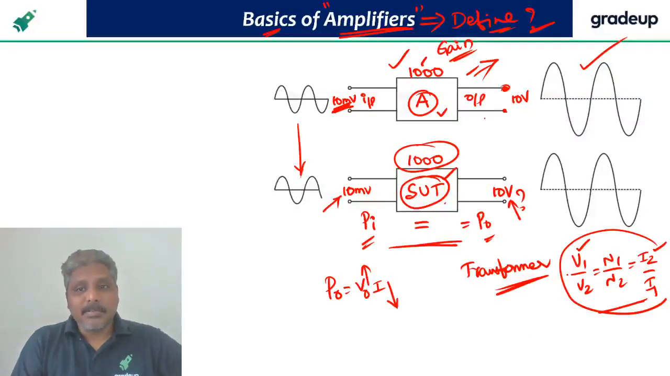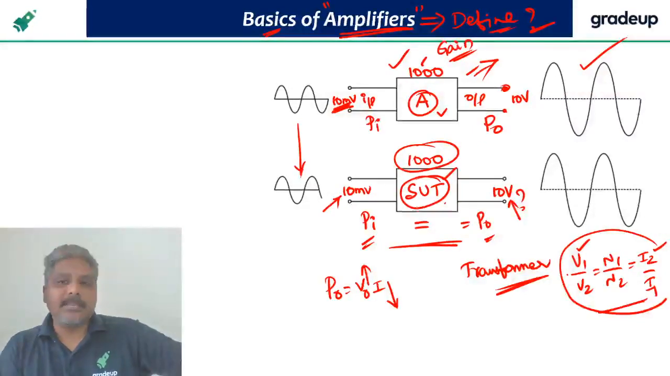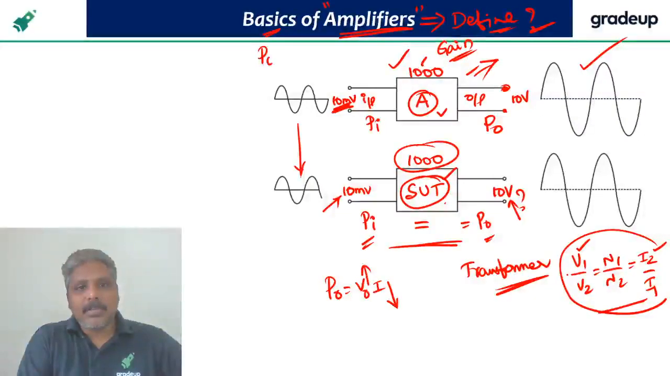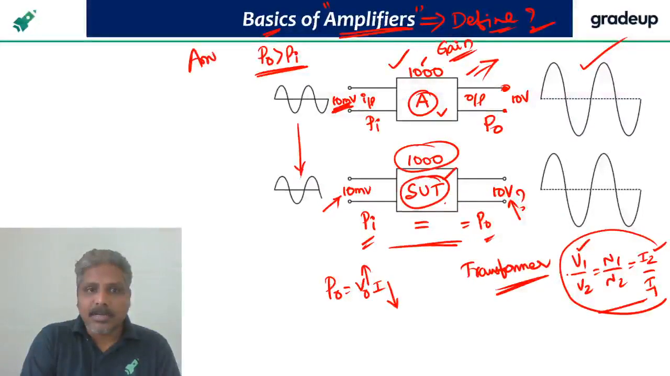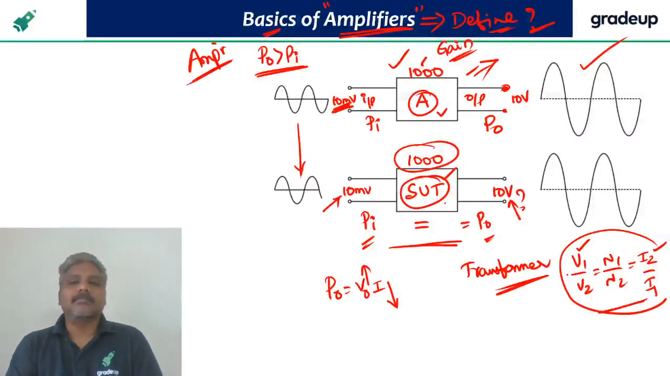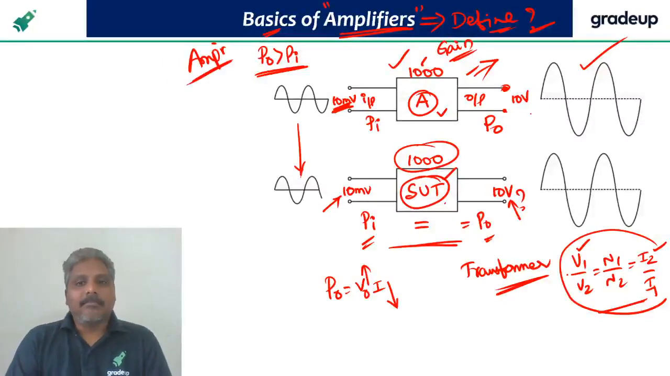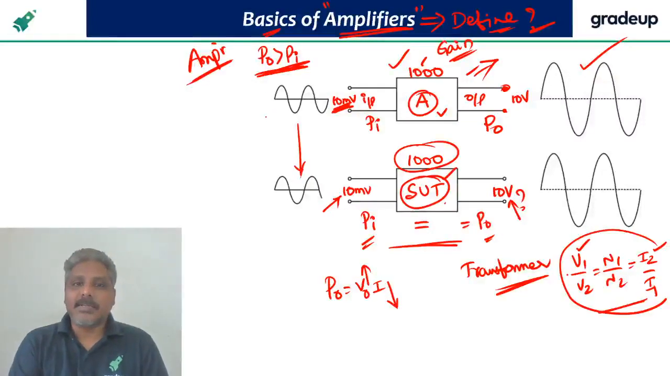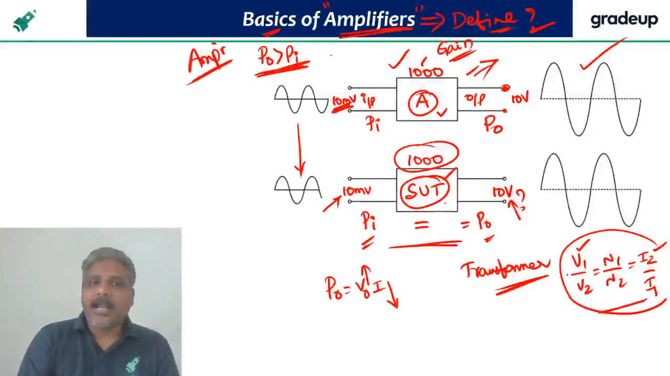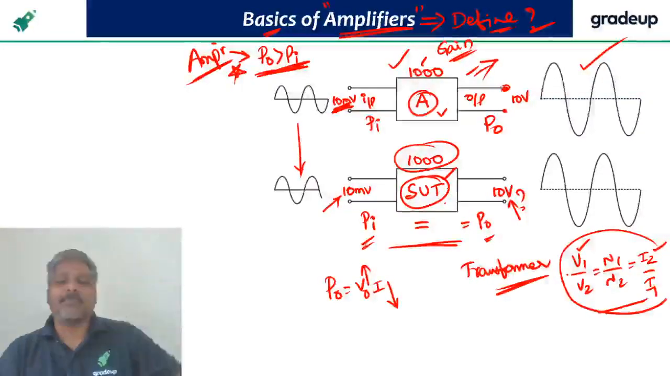Whereas in an amplifier, if I find the output power, PO, and the input power, PI, the output power will be greater than the input power. If it happens like that, then only it is called an amplifier. Remember, when output power is higher than input power, then only the circuit is called an amplifier, and only in amplifiers it happens.